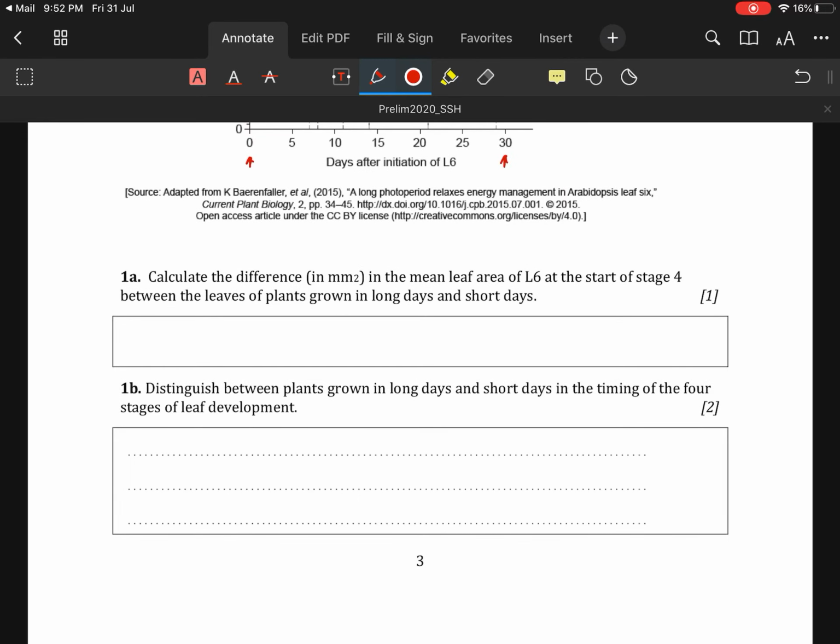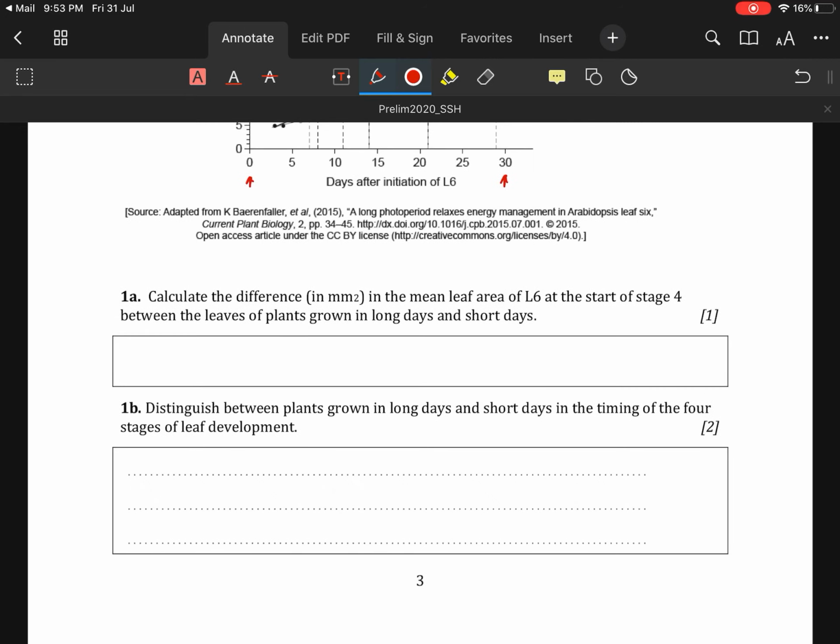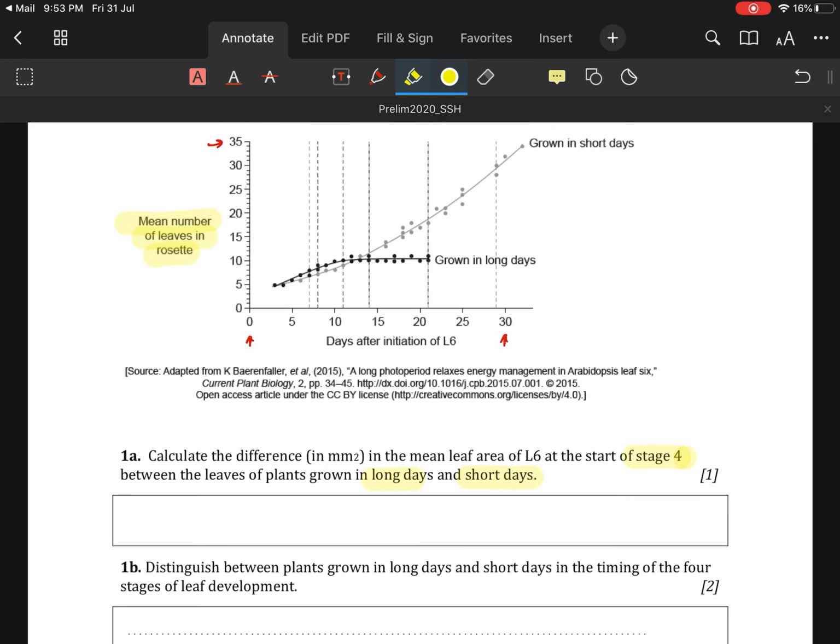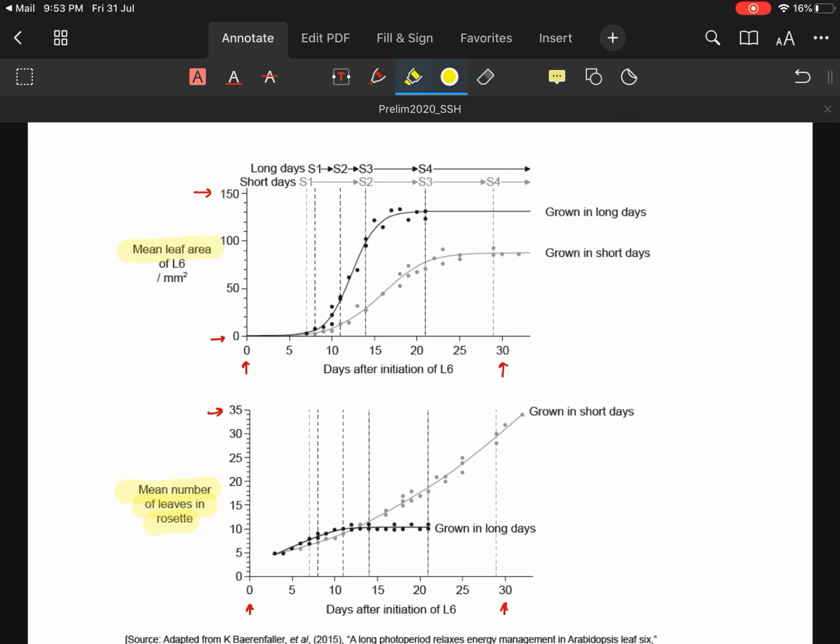Now look at the question. Question 1 is asking to calculate the difference in the mean leaf area at stage 4 between the leaves of plants in long day and short day. So we have to look at the growth in stage 4. Here I use a line. So stage 4 is this one, somewhere here, and for this one it's somewhere here.